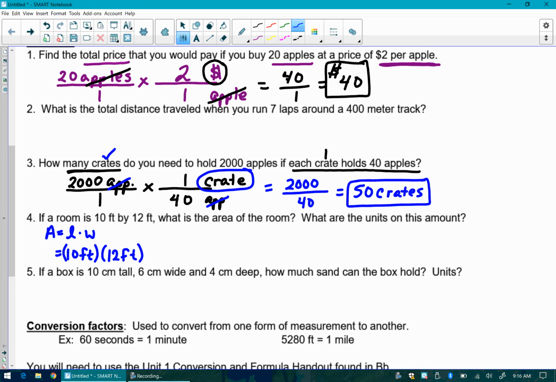Technically I didn't have to write those units there, but I'm specifically doing it because I want to show you where my units came from. You can throw it in your calculator, or hopefully you might know this one off the top of your head: 10 times 12 is just 120.